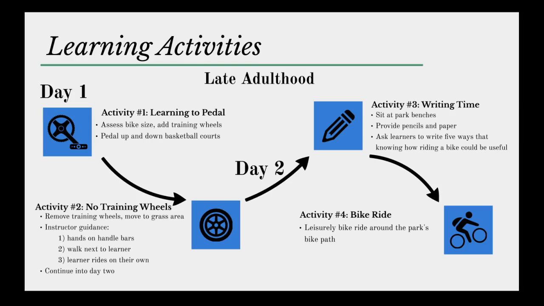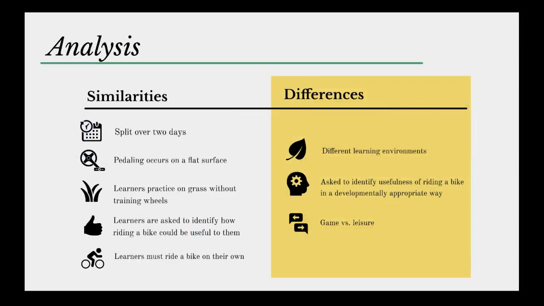The learning activities are similar because they require both groups to practice pedaling on a flat surface and practice pedaling on grass without training wheels with the help of an instructor. Each group is required to identify how knowing how to ride a bike would be useful to them, and each learner must ride a bike on their own using knowledge from previous activities.